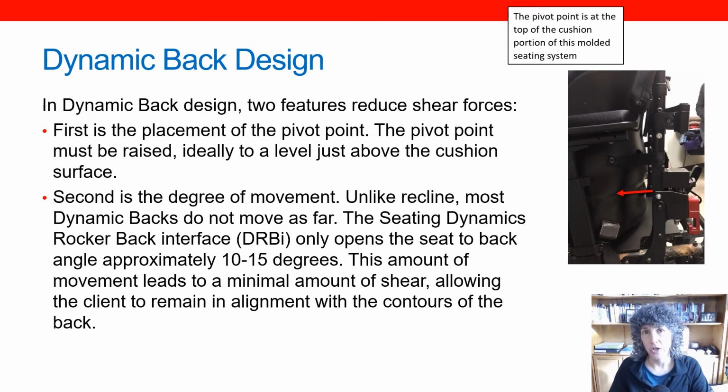In dynamic back design, there's two key design elements that help to reduce shear. First is that pivot point. So similar to our newer power recline systems, the pivot point is raised to be closer to the natural pivot point of the hip. Second is the degree of movement. Reclines, again, can go all the way to 180 degrees, whereas the movement of a dynamic back, the Seating Dynamics dynamic back in particular, is about 10 to 15 degrees. This is a much smaller degree of movement that still achieves the goal of the dynamic back without as much movement, reducing shear forces.